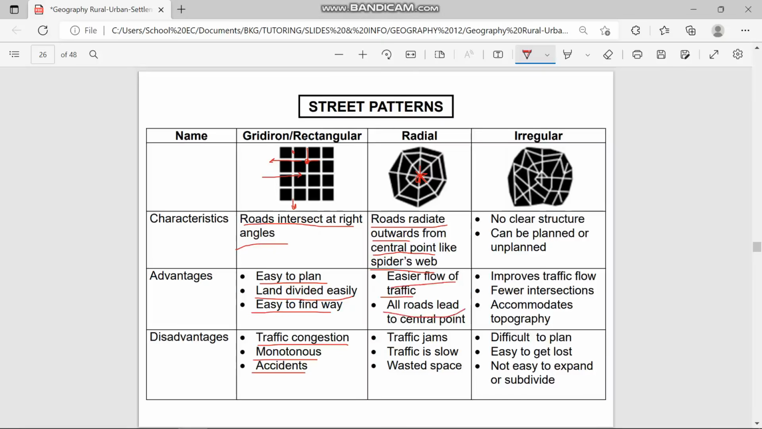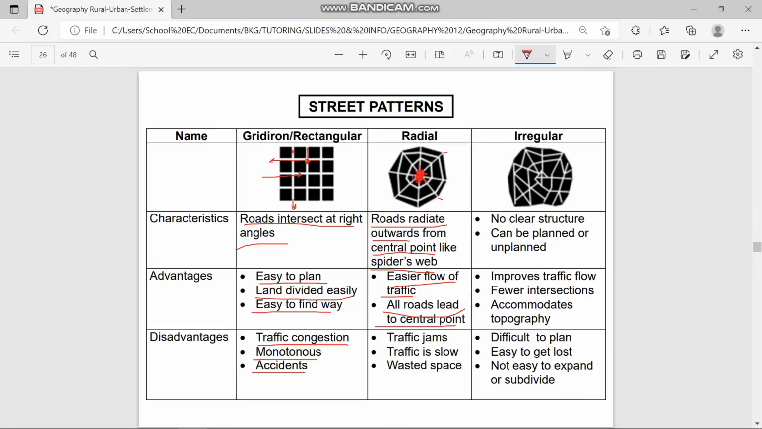All roads lead to a central point. Even if you want to come to this central point, whether you're coming from this road or from this road, you are going to find the central point. You're just going straight without turning.